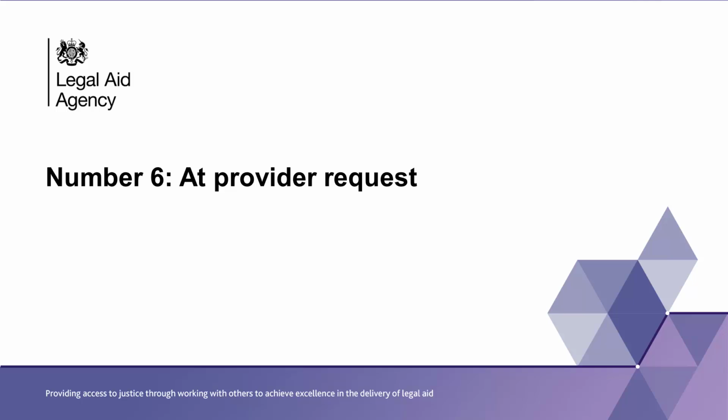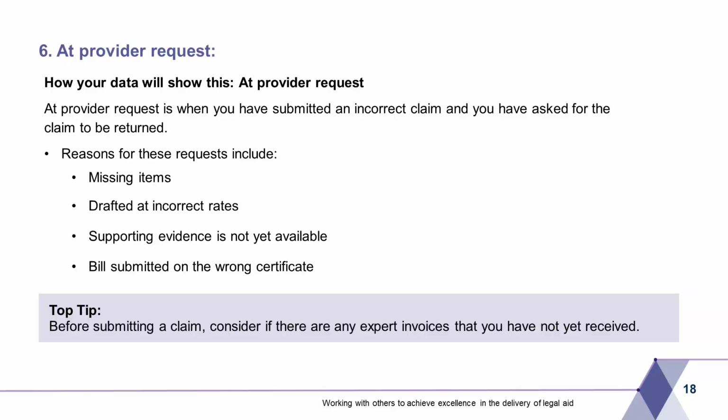Reason number 6 is at provider request. This is covered at slide 18 of your pack. At provider request is where you've submitted perhaps an incorrect or incomplete claim and you've asked for the claim to be returned. Reasons for these requests might include items have been missed off, it's been drafted at the incorrect rates, the supporting evidence is not yet available or has not been uploaded in full, or the bill has been submitted under the wrong certificate.